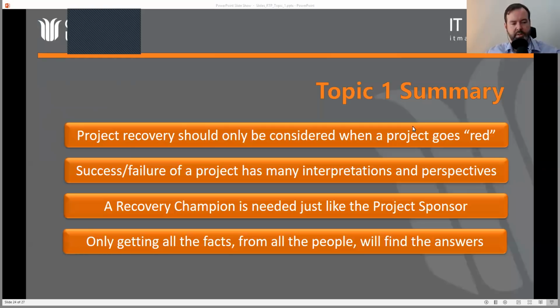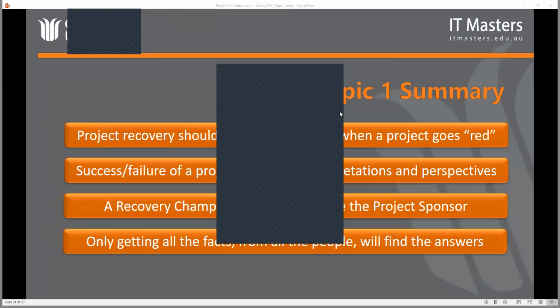Got close to 75%, so I'll close it now. 40% for recognizing the project is in trouble, and close to 50% getting all the facts straight from everyone involved. And this is influenced by the fact it's a multiple choice question, of course. People can select more than one, so there'll be a large number. Anyway, we'll end that one and share it. So there you go.